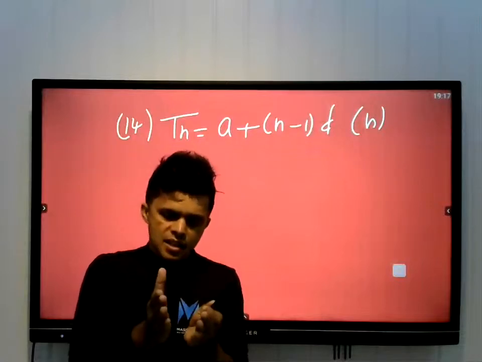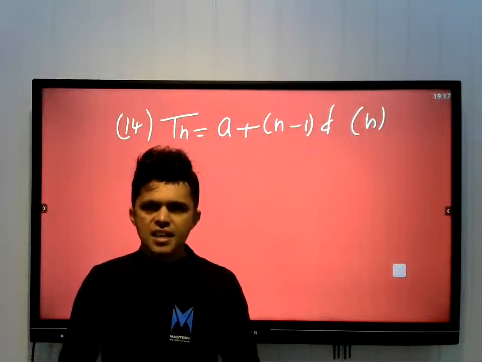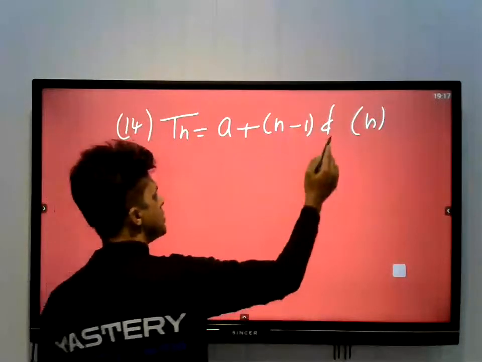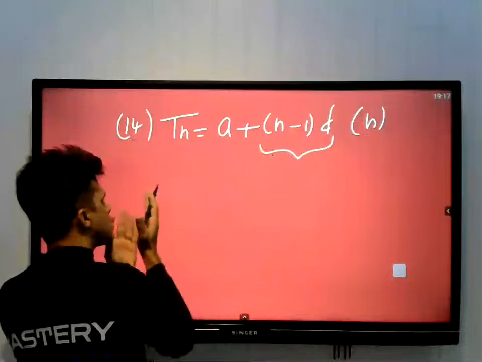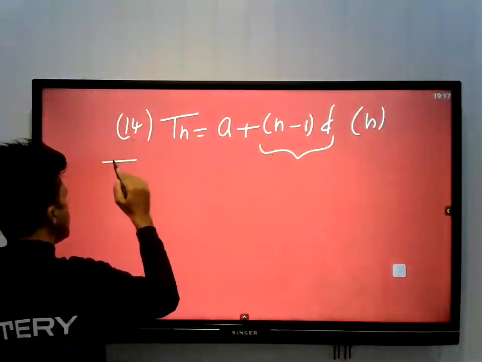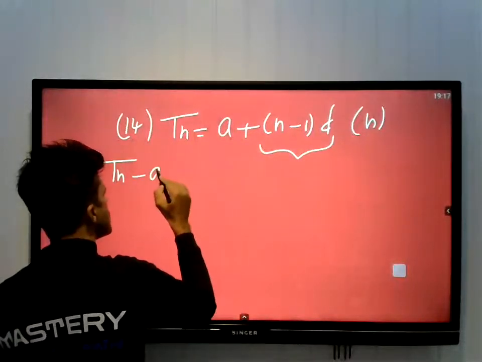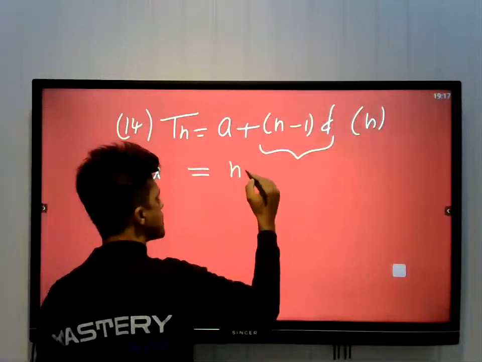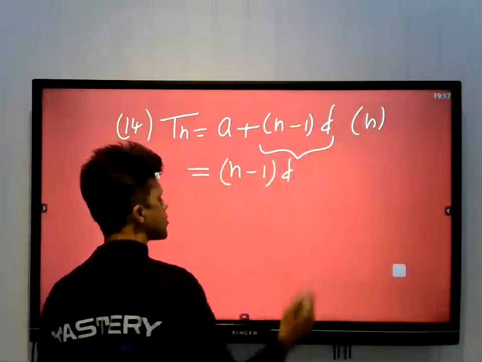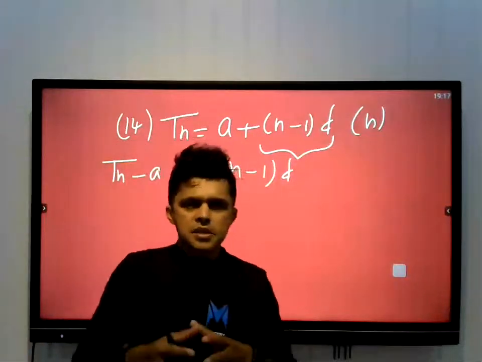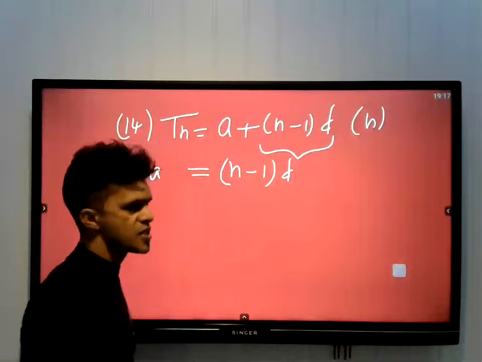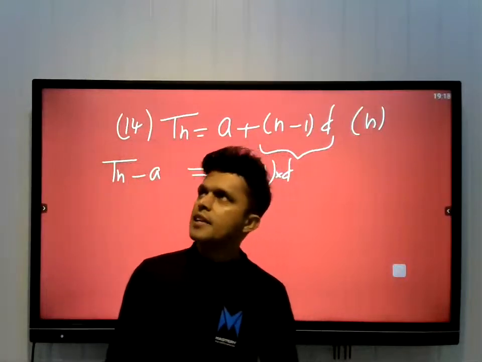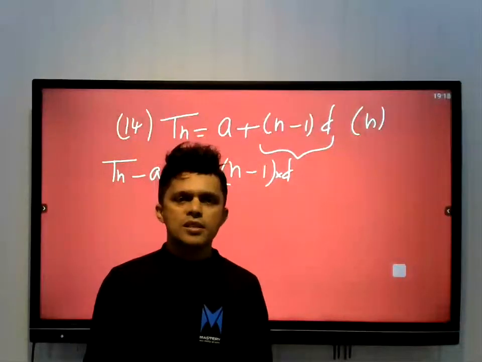The term n can be kept aside, which means these two terms should not be taken to this side, but the term a is taken to this side. So Tn minus a equals n minus 1 times d. Here it can be seen that there is multiplication. You need to write the term n as the subject. Then how can you do it?